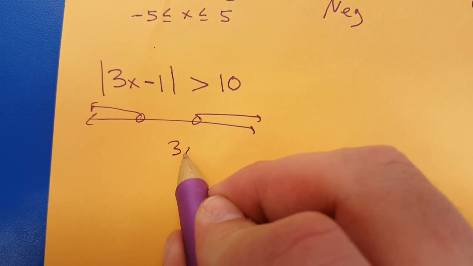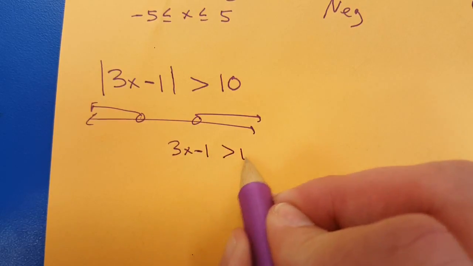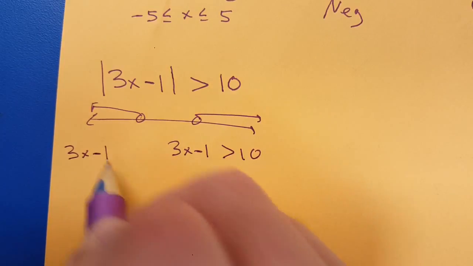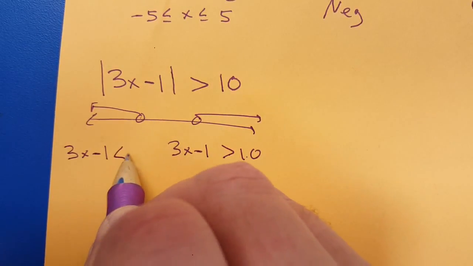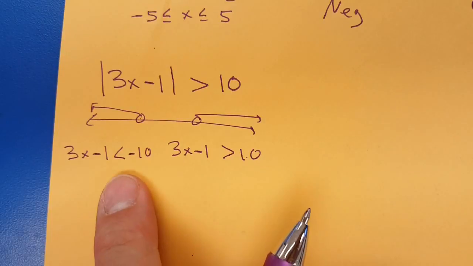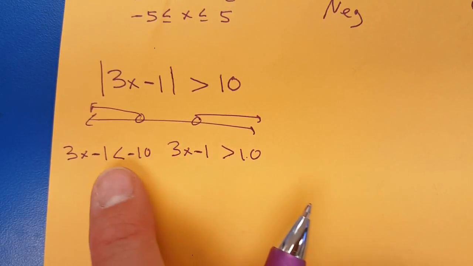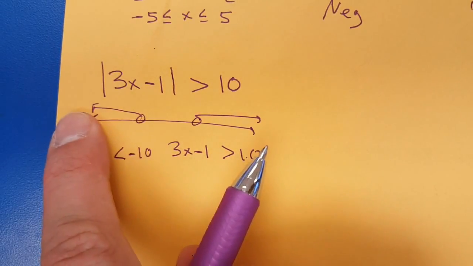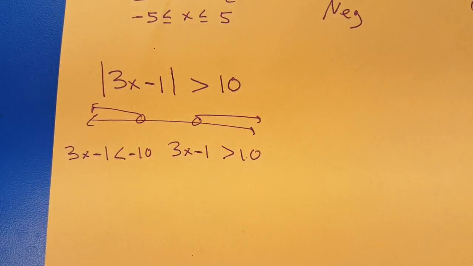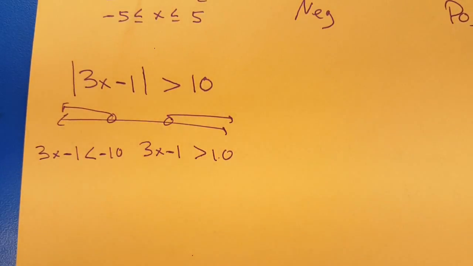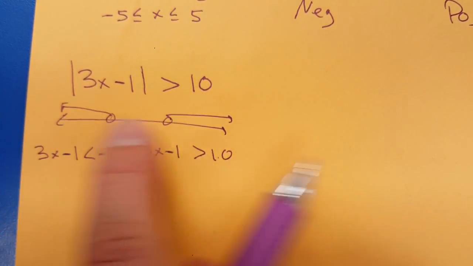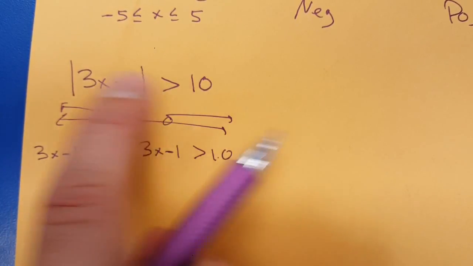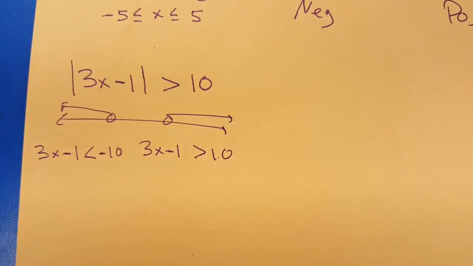Watch this. I'm going to go 3x minus 1 is greater than 10. Then I'm going to do the exact same thing over here. 3x minus 1. Flip and flip. Okay? Less than the negative, greater than the positive. Okay? That's what you have to do. So again, when you see this, think this, write this. This is what you solve. You cannot solve this. There's nothing you can do to this. Think this, solve this. Okay, here we go.